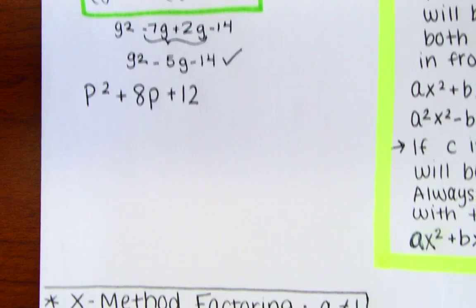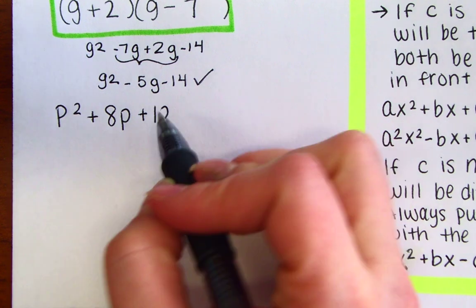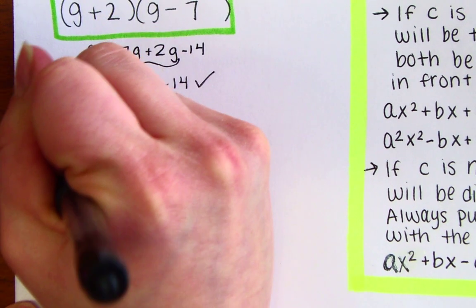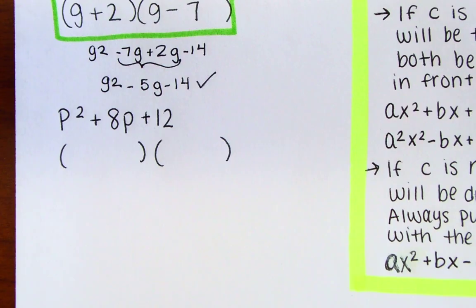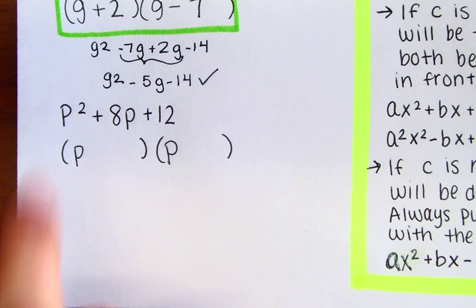Then the one right below it, this is going to give you an example of the second circumstance. So whenever we have a positive last term, our signs are going to be different. So once again, I'm going to start with making my parentheses. I need to have p and p in here in order to get a p squared, and then I'm going to take care of my signs.